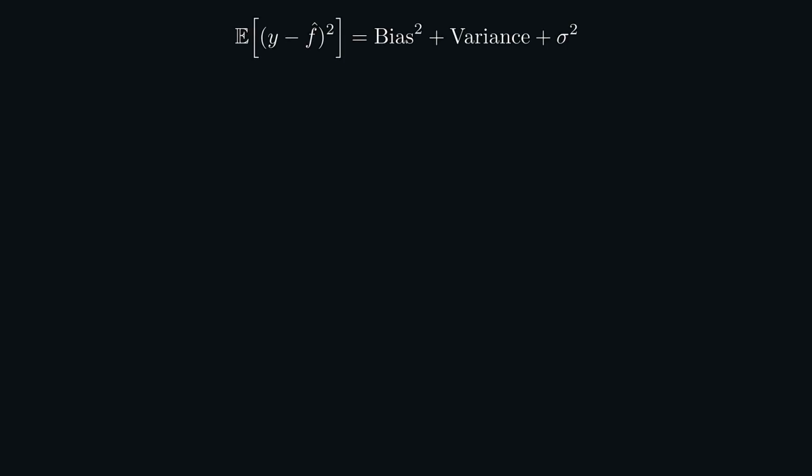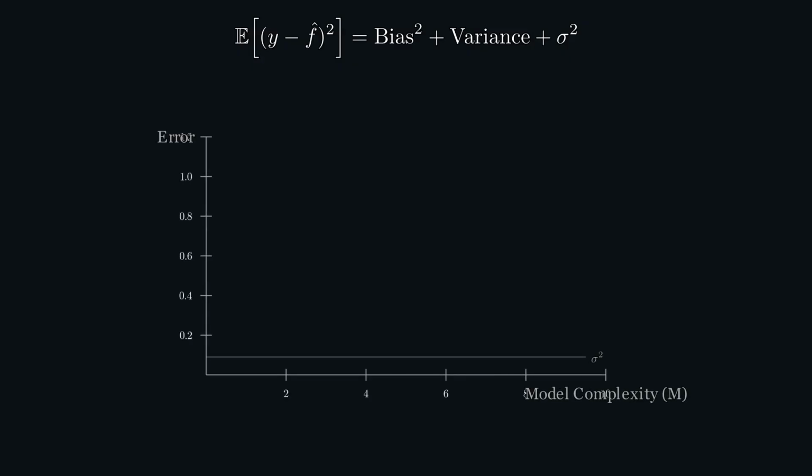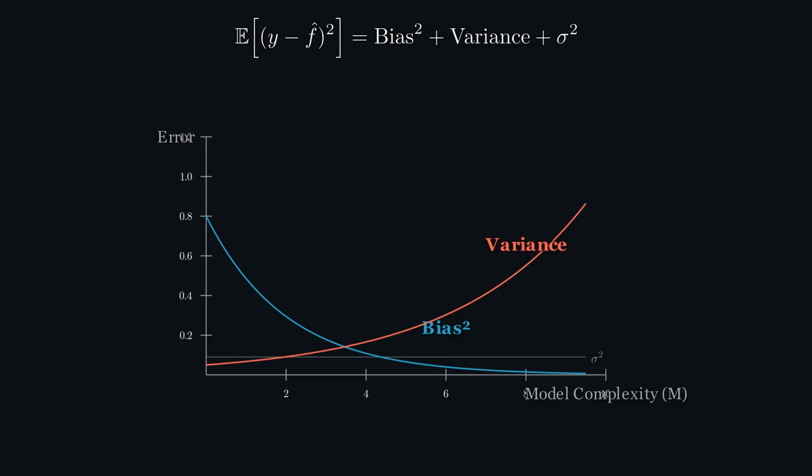This is captured by one of the most important equations in machine learning, the bias-variance decomposition. The expected error of any model can be split into 3 terms: bias squared, the error from oversimplifying; high for flat lines, low for complex models; variance, the error from being too sensitive to the specific training data; low for simple models, high for complex ones.